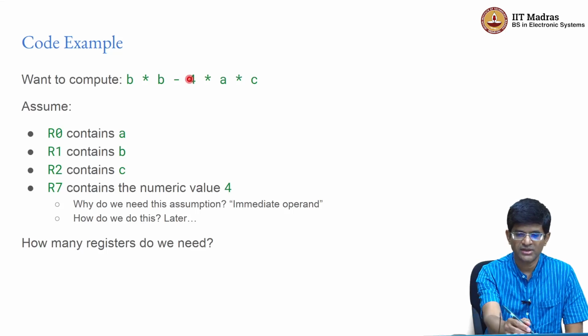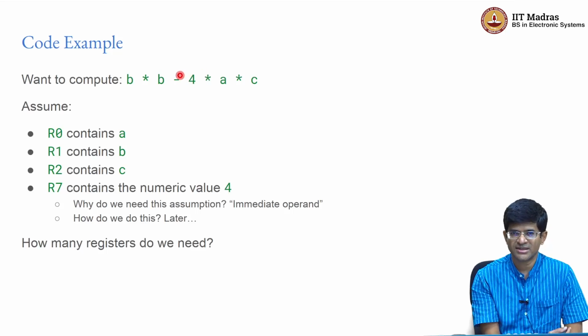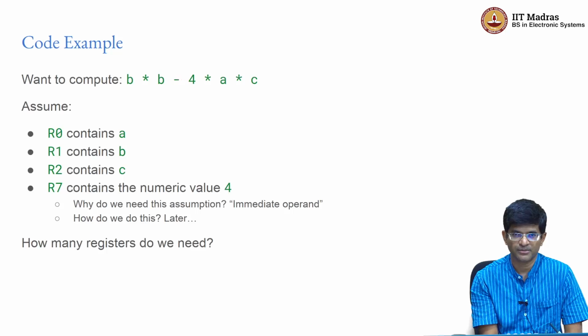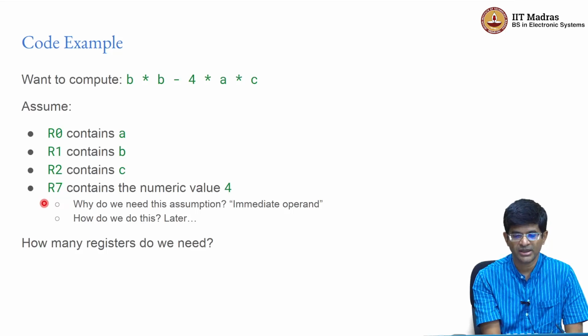Now, I also need to have this value 4, and that's where you realize that the way we have constructed the ALU right now, it assumes that the source values RS1 data and RS2 data are both coming from the register file. I don't have a way of directly giving it a constant value 4 as an input. So, what do I do? I am going to simplify things for now and just say, okay, R7 contains the numerical value 4. It's essentially the equivalent of what's called an immediate operand in the context of assembly language coding.